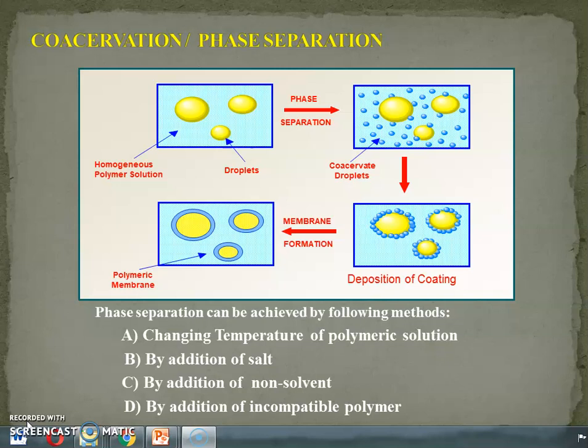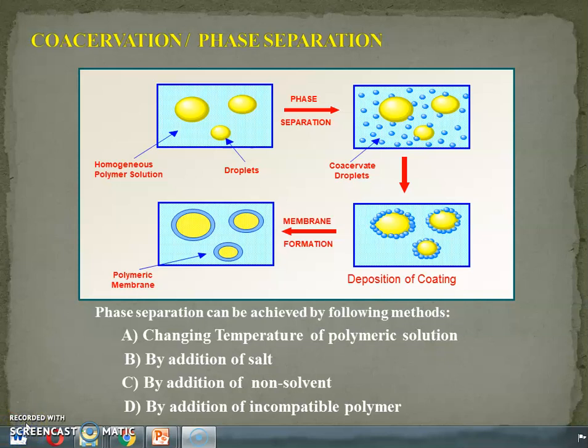Second, by the addition of salt. By addition of salt to the coating material, phase separation occurs due to the formation of coacervate. Third, by the addition of non-solvent. Coacervation occurs due to the addition of non-solvent to the polymeric solution. Phase separation may occur. Last one, by addition of incompatible polymer. Phase separation takes place due to the mixing of 2 immiscible substances.